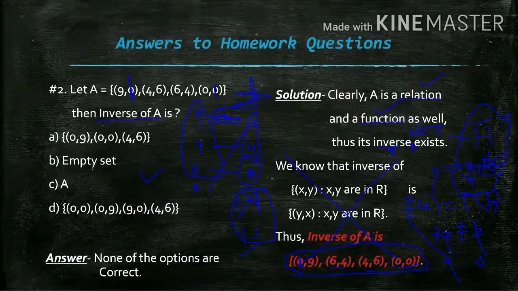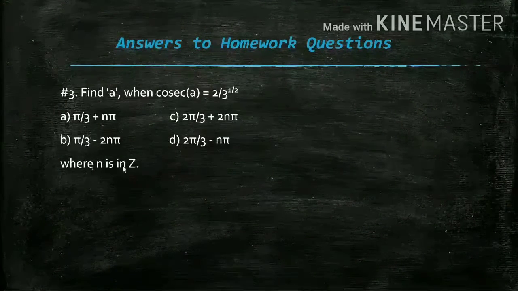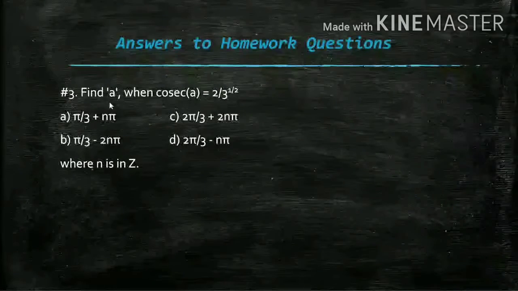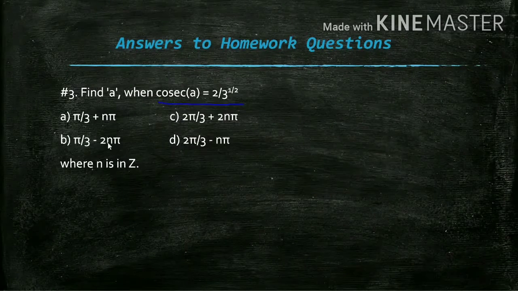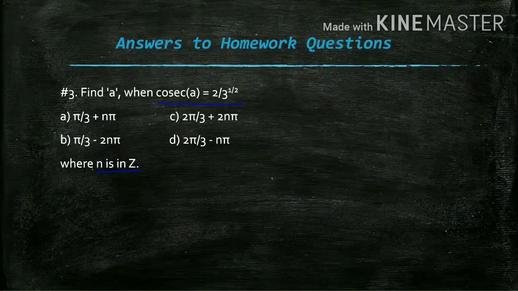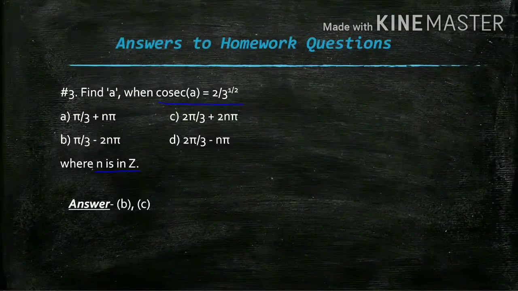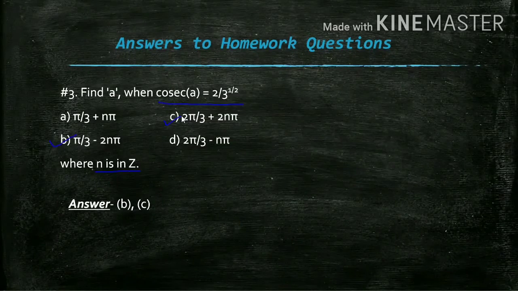So let's now move to the next question, the third one. The third question asks you to find the value of a, where cosec a is 2 by root 3, giving the generalized values, and n is an integer. I hope you have done this. We have done these types of questions many times in class. So option B and option C are the correct answers.